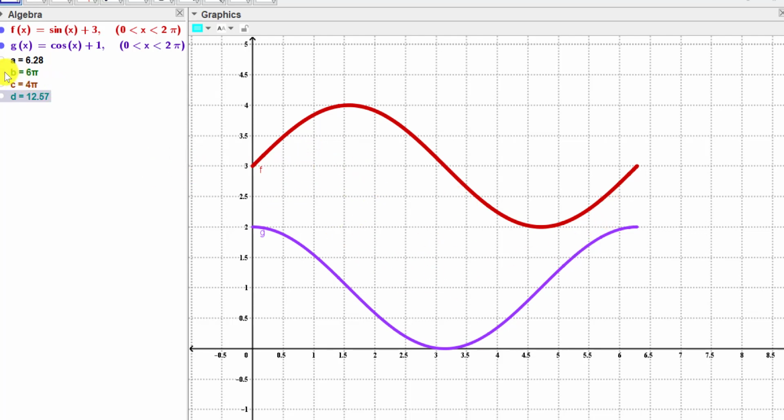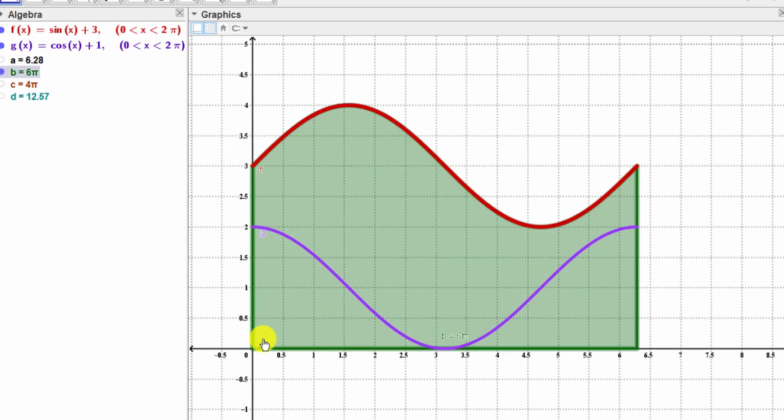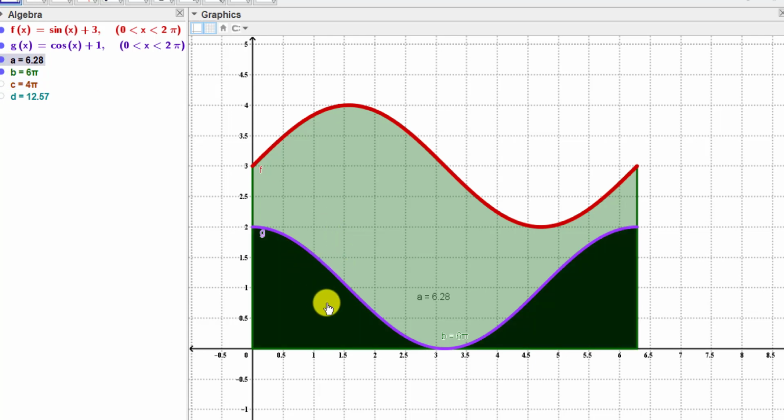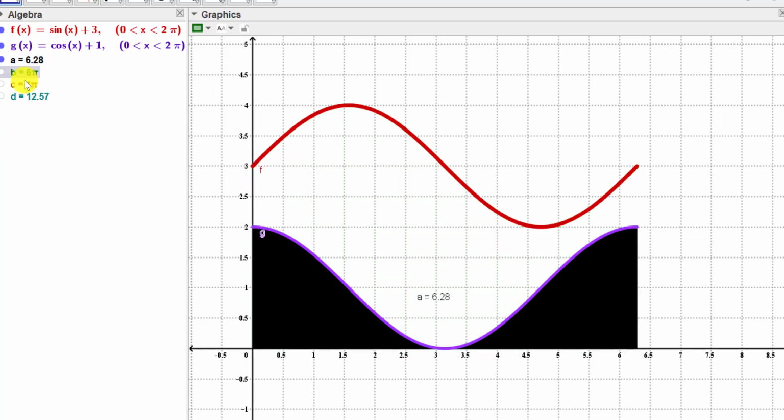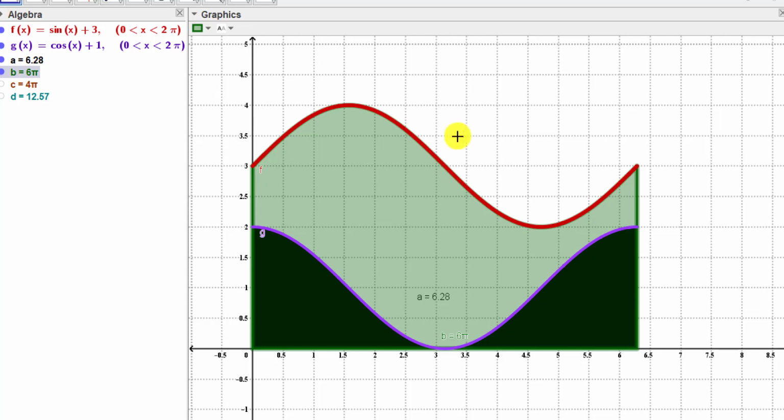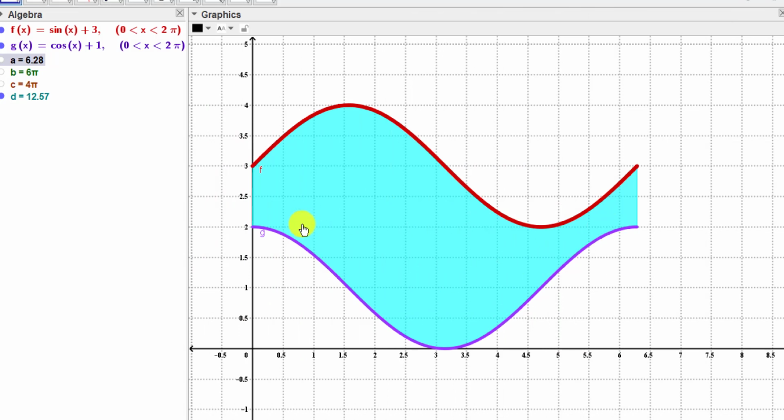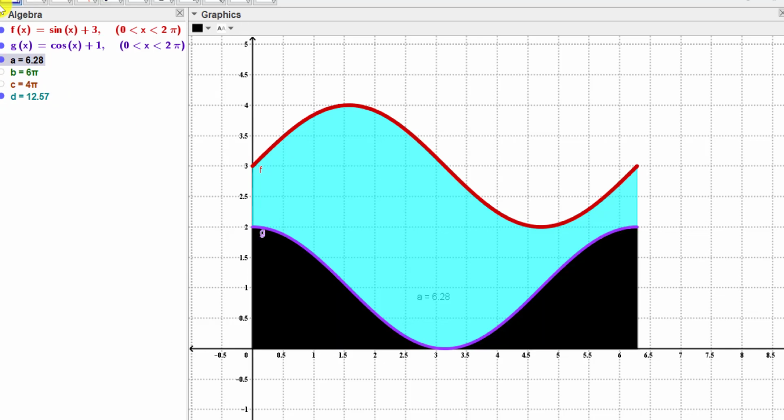Well, we know if we integrate our red function, which is sine of x plus 3, you get all the area underneath the red curve. And if we integrate the purple function, you get this, which is the area underneath the purple curve. So if you want the area in between, what you do is you integrate the red one, and then you integrate the purple one, and you subtract off this area down here to get just the inside. Just this. So what you do is you integrate both pieces, and you simply subtract off the piece you don't want.